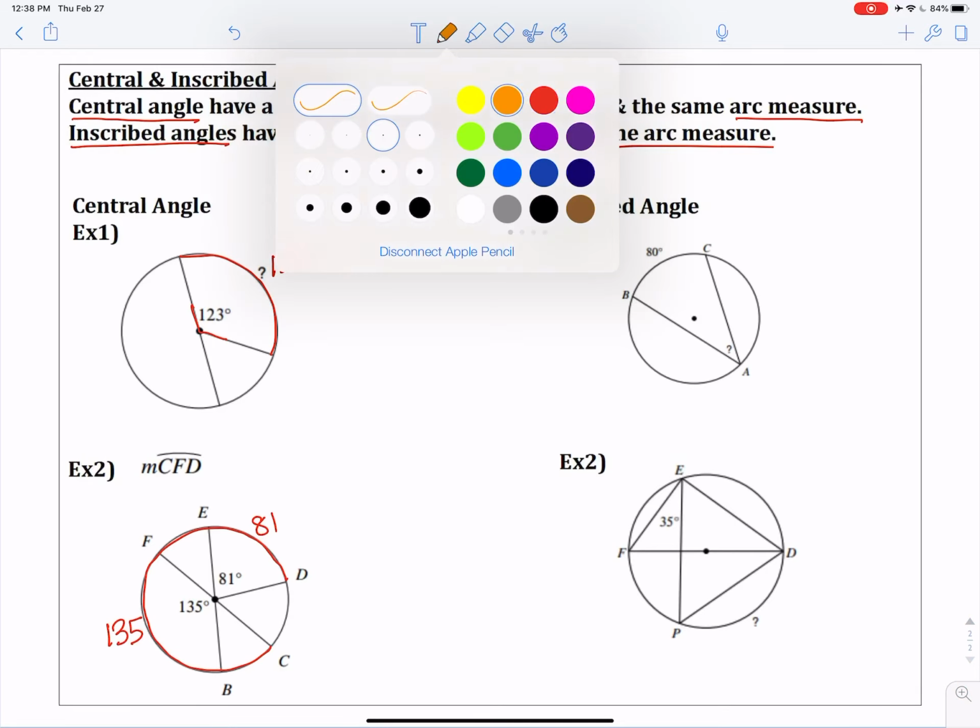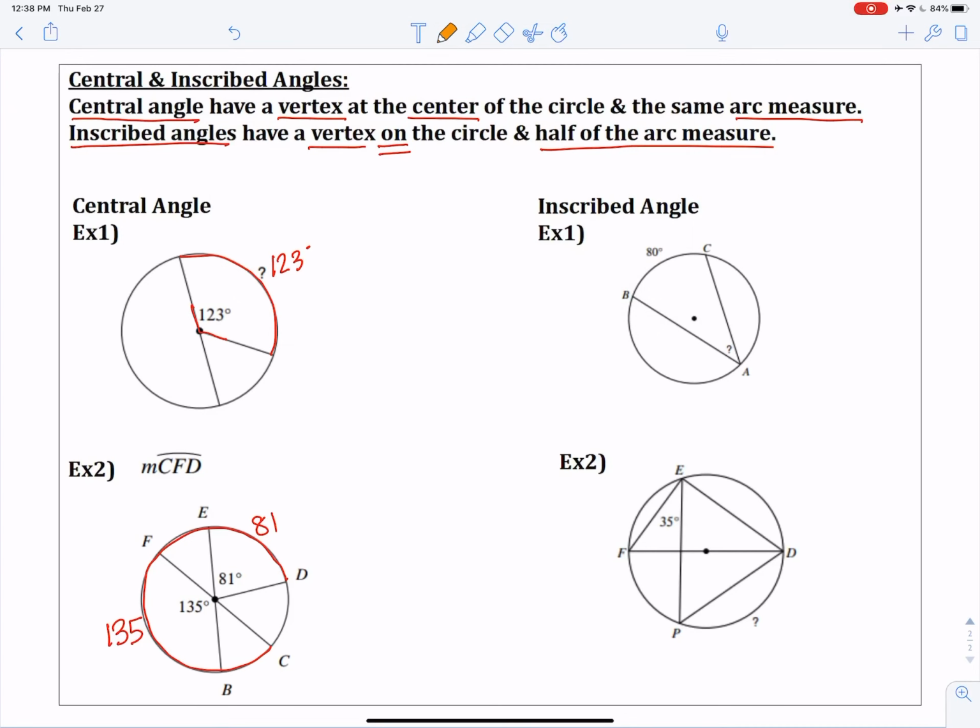So what I'm going to do is switch colors. So I know that FC is a diameter, which represents half of the circle, so it's 180 degrees. So I'm going to take 180 degrees and subtract the 135 of BF, and I'm going to get 45. So this arc in here is 45, CB. And I can see right here, CB and FE are vertical angles, so 45, which makes FE 45.